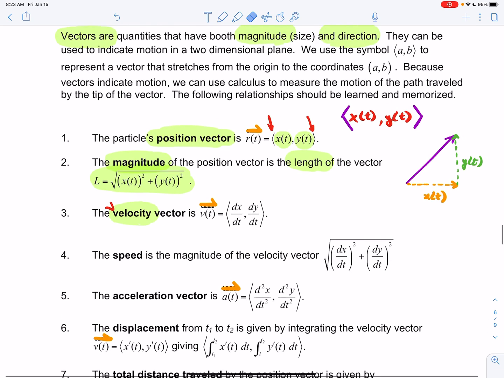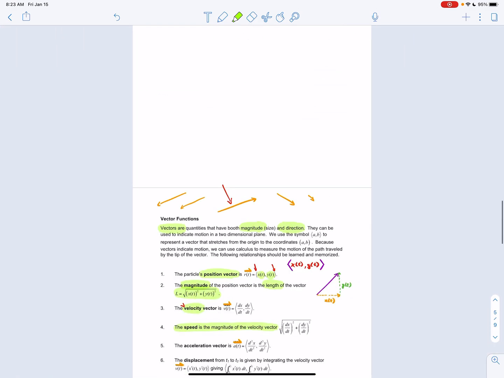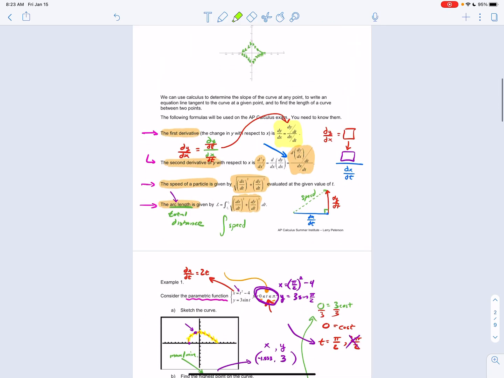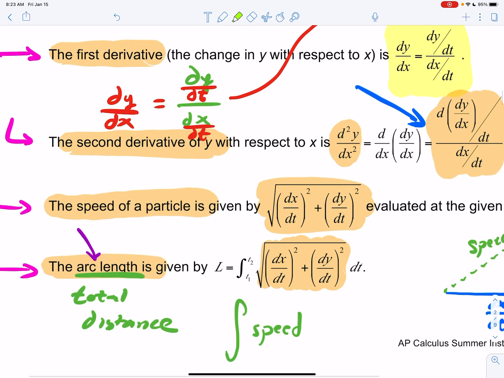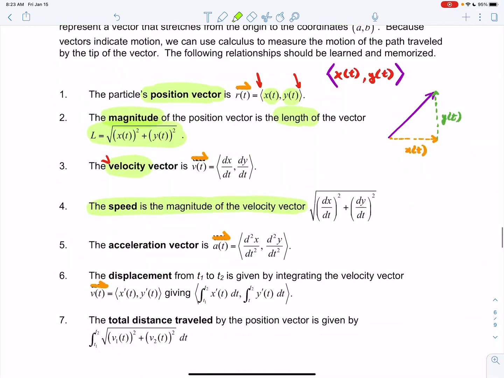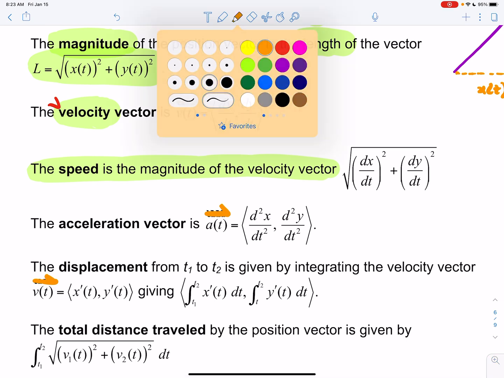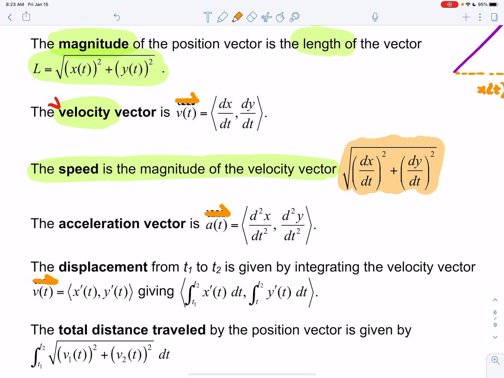Okay, so remember speed, we've seen before. The speed of the velocity vector, if you guys go back to parametrics, and I'll scroll real quick, the speed of a particle is the square root of the derivative of x squared plus the derivative of y squared, respectively. Okay? So notice how that really is not any different. It's actually identical as parametric equations. Okay, so even if you're dealing with parametrics or specifically vectors, it's the same thing. Okay?